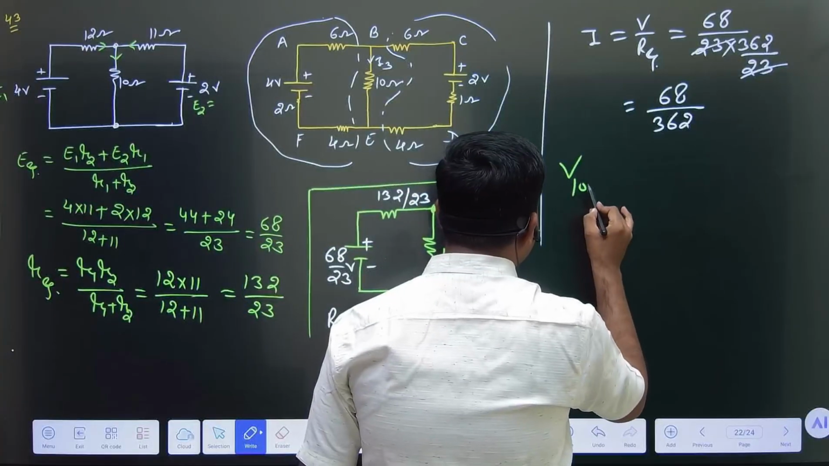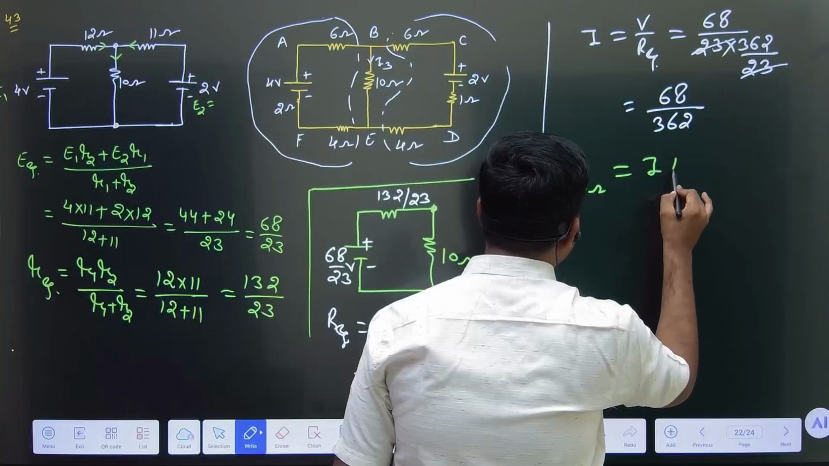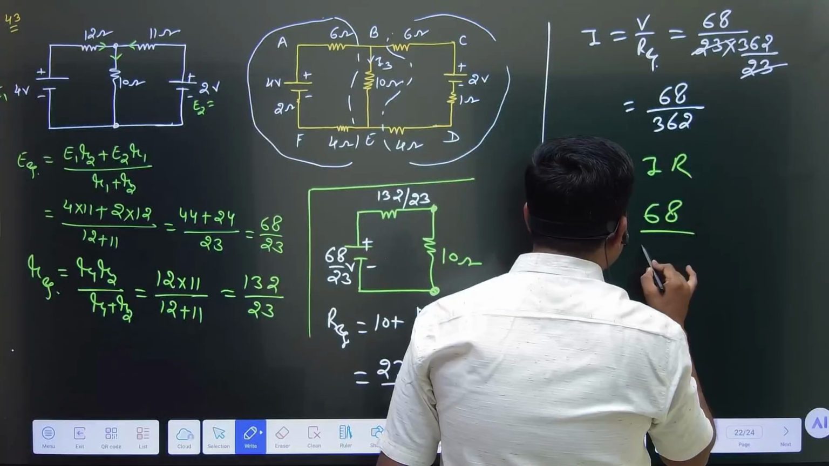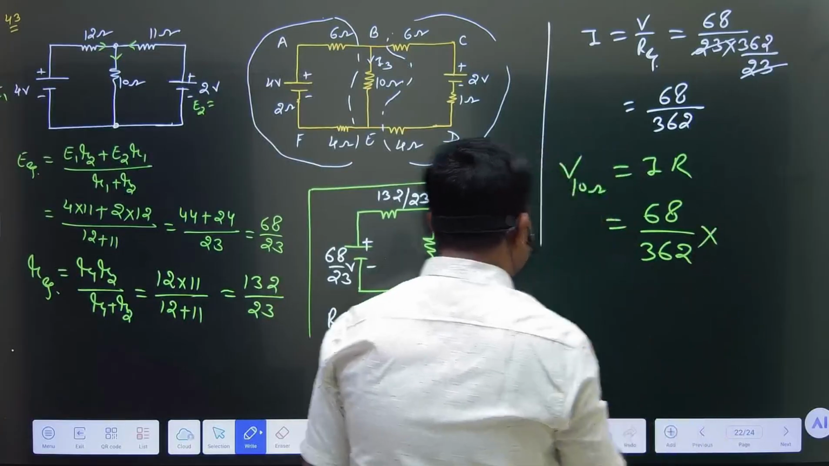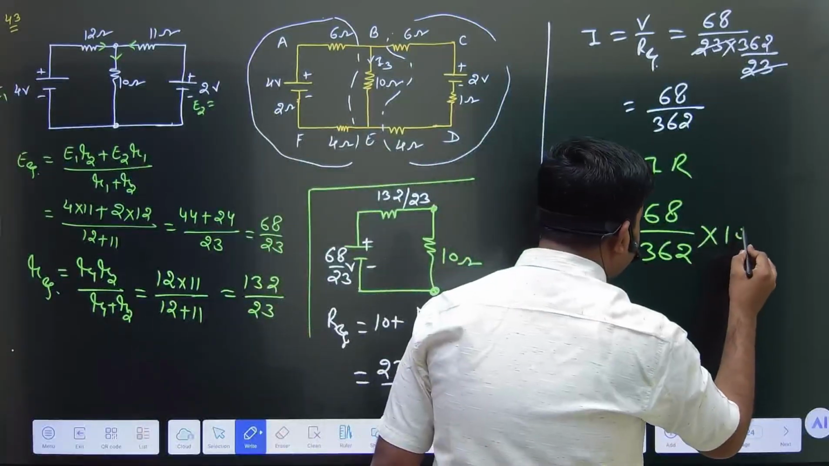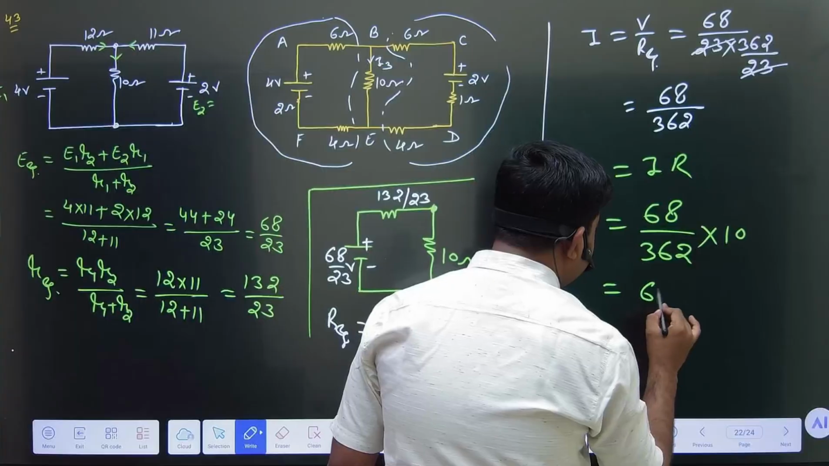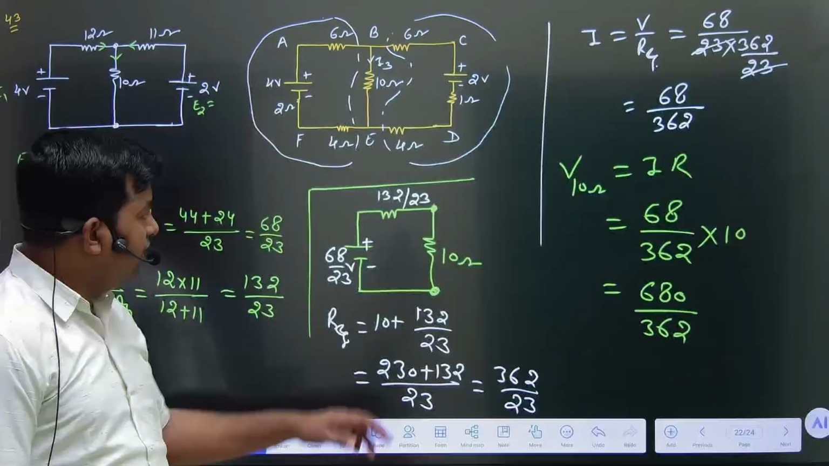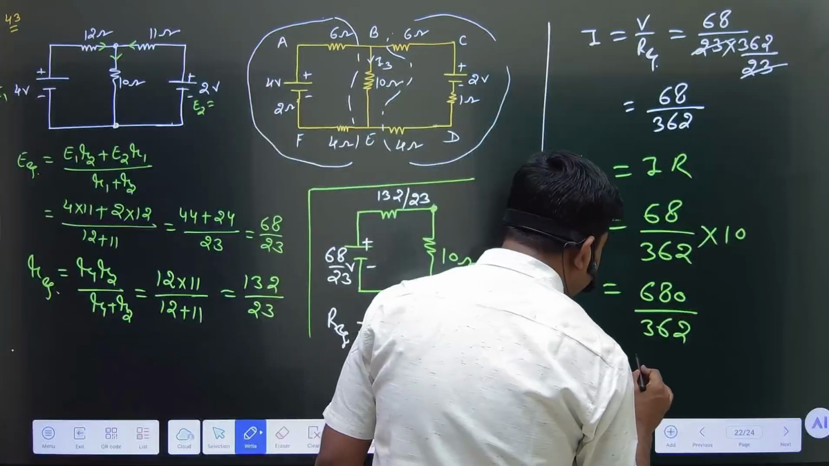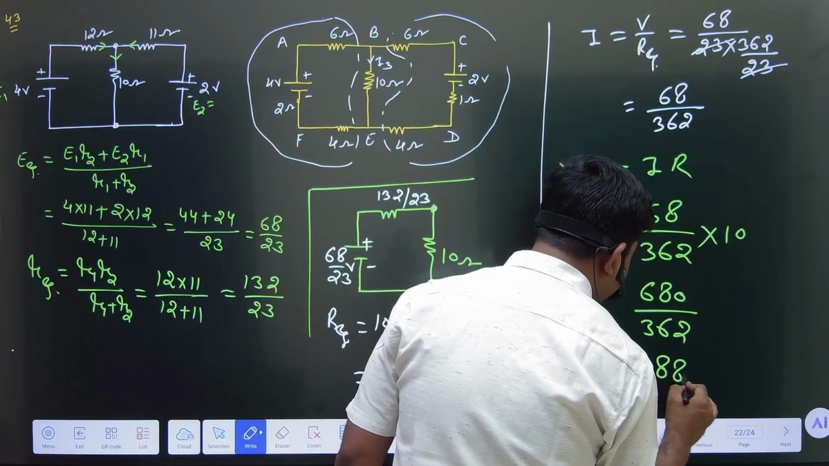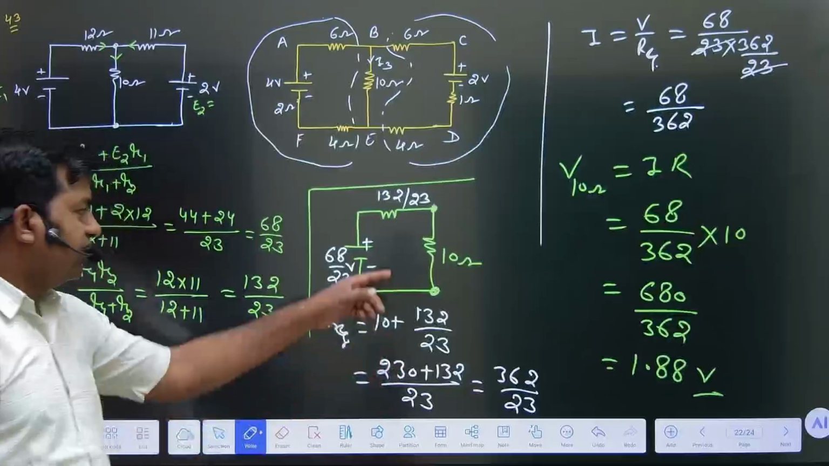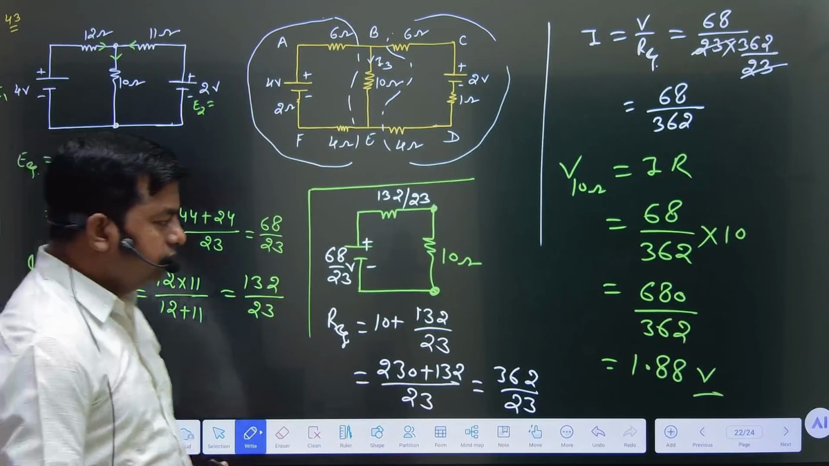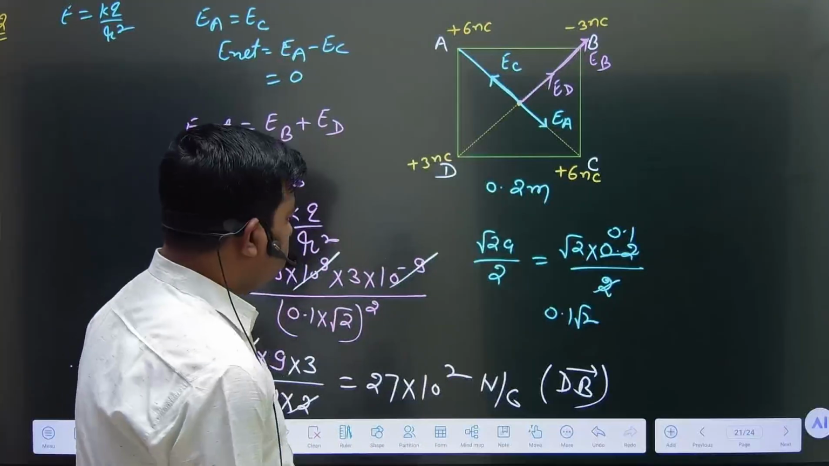So voltage across the 10 ohm, V equal to IR. What is I? I is 68 by 362, because in series current remains constant, and what is R? R is 10. So we get here 680 by 362. Clear to you? And on dividing it, we get 1.88 volt approx. This is the voltage across this 10 ohm resistance. Clear to you? Now we have to move to the next question.